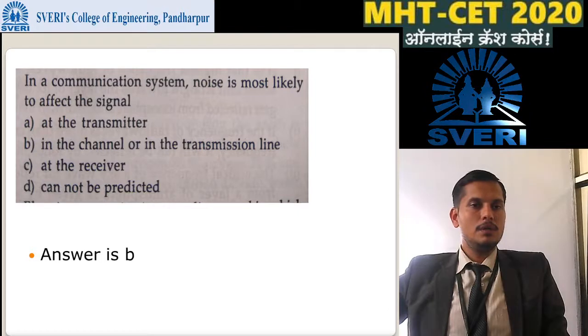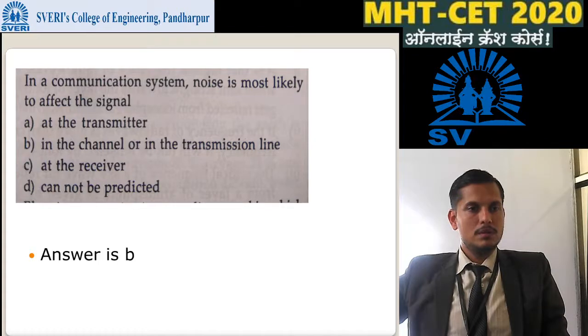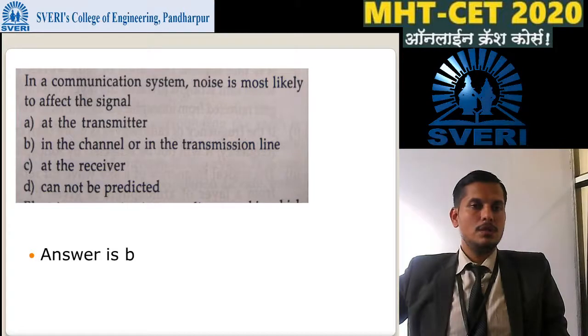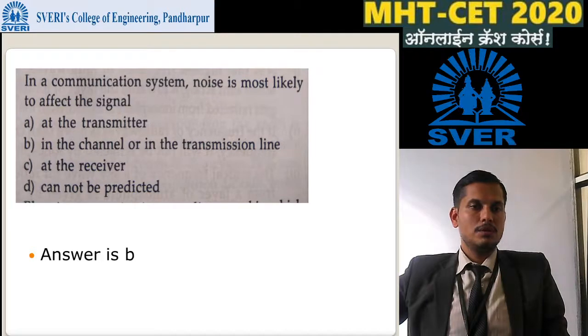Next, in a communication system, noise is most likely to affect the signal. So options are at the transmitter, in the channel or in the transmission line, at the receiver, cannot be predicted. So its answer is B. As we discussed related to noise in the basic terms, in a communication system, noise is most likely to affect the signal in the channel or transmission line. They mix up and distort the signal. So answer B is the correct one.